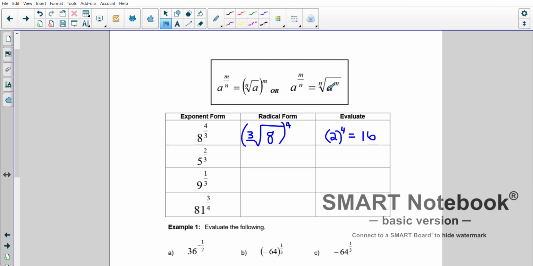Now, had I used this version, this is the cubed root of 8 to the power of 4. This is why I don't like this version, because now I have to go to the calculator. 8 to the power of 4 is 4096. So now I want the cubed root of 4096.